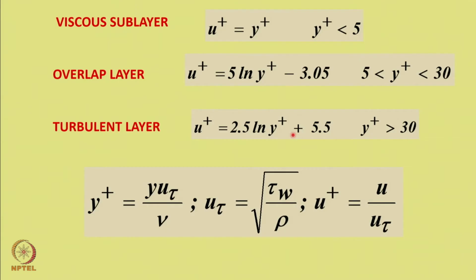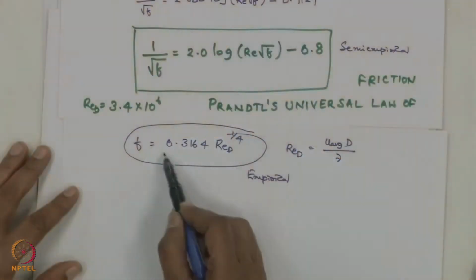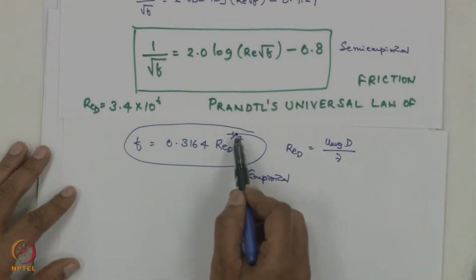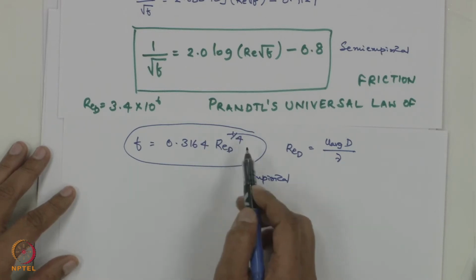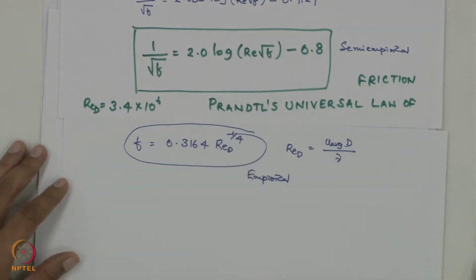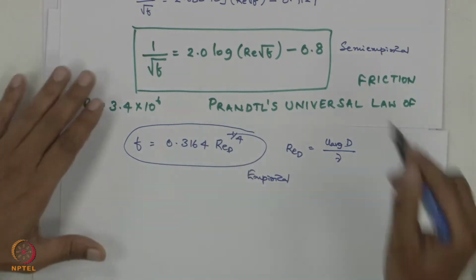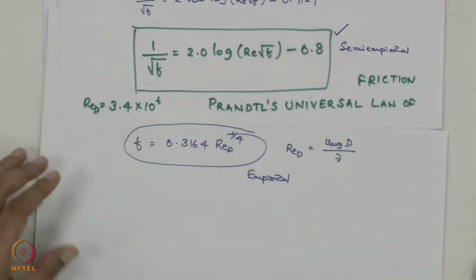Now Blasius also gave a relation, but the Blasius relation was very empirical, that is simple curve fitting, a Re to the power of b. He got a as 0.3164, b as minus 1 by 4. So it works very well only in a limited range. This is why Prandtl's range is very high.